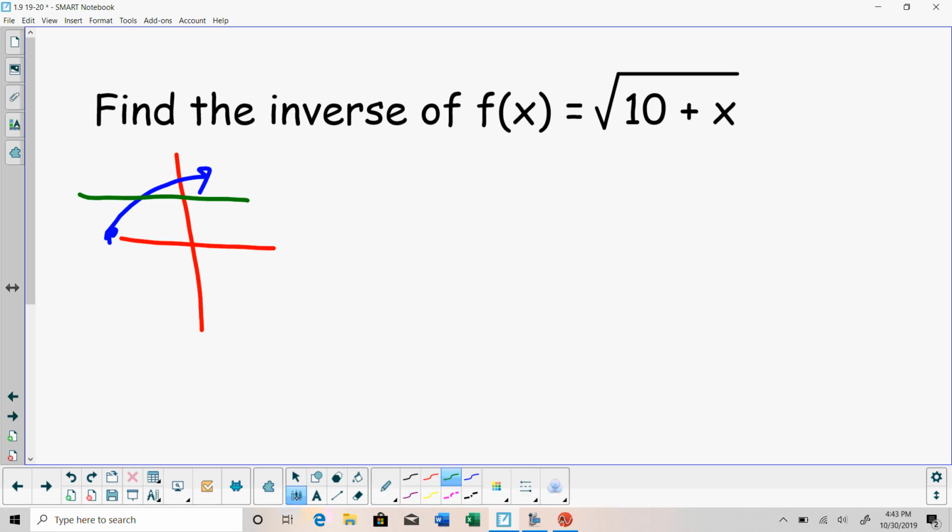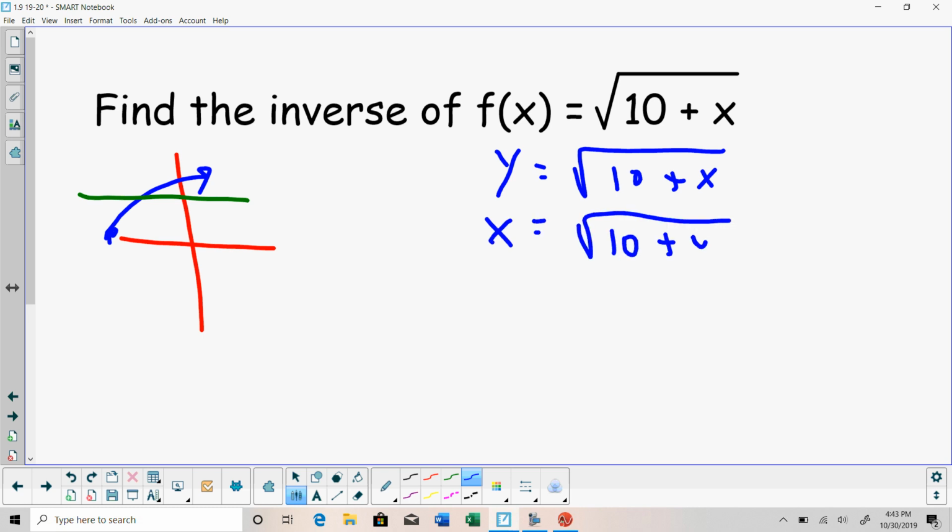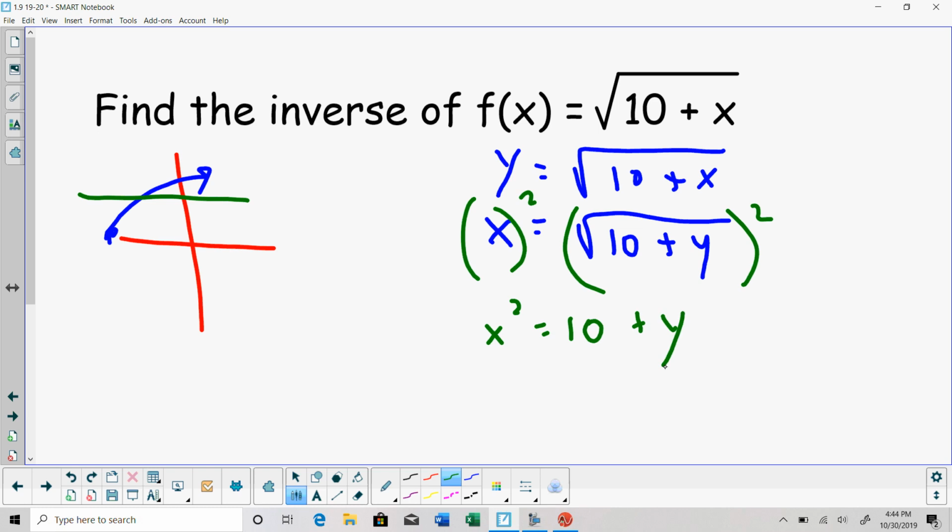If I can remind you, the steps are you rewrite f of x as y, then you switch your x and your y, and then you solve for y. So in order to solve for y here, I think I would have to square both sides of this equation. So I get x squared equaling, the square root and the squaring are canceling each other out, so x squared equals 10 plus y. And then my last step would be to subtract 10 from both sides.